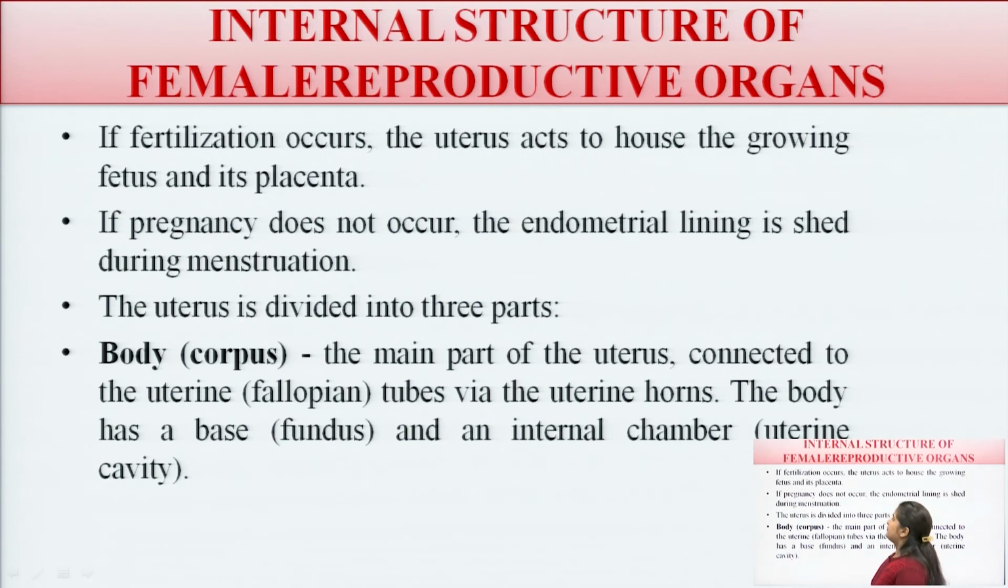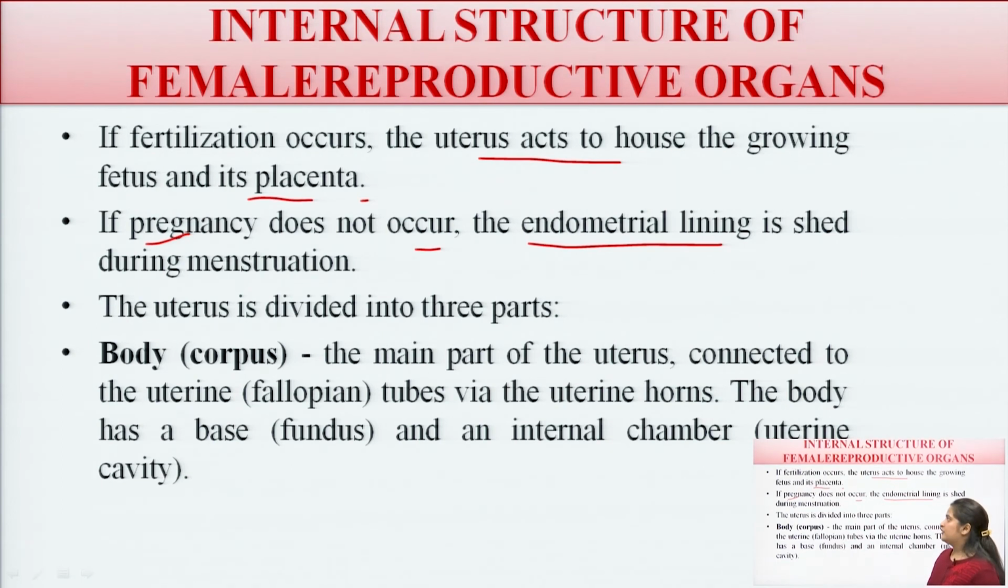Now, if fertilization occurs, the uterus acts as the house of the growing fetus and its placenta. If the pregnancy does not occur, that is, fertilization does not occur, then the endometrium lining is shed during menstruation, right. So, if the process of fertilization does not occur properly, during the menstruation period the endometrium lining will shed off.